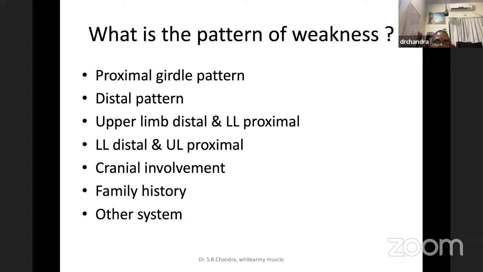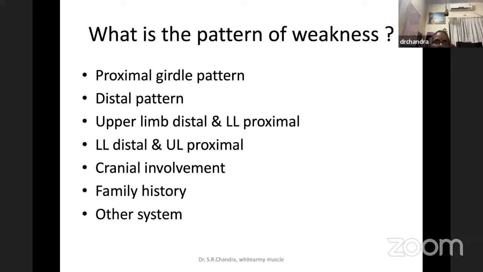Then whether there is a cranial nerve involvement. So mitochondrial disorders, myasthenia, neuromuscular junction disorders, oculopharyngeal myopathies, and central core disease, all these have cranial muscle involvement, FSHD. Then is there a family history? Is there involvement of other systems? A hypertrophic calf with hypothyroidism, you know that it is Hoffman syndrome. So like that.